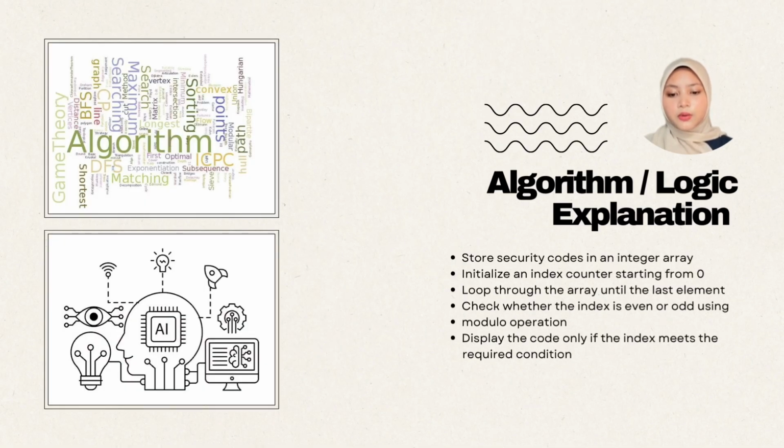First, the security codes are stored in an integer array in the data segment. An index counter is initialized starting from 0. A loop is used to traverse the array until the last element is reached. For each iteration, the index value is checked to determine whether it is even or odd using a modulo operation. If the index matches the selected condition, either even or odd, the corresponding code is displayed. Otherwise, the program skips that value and continues looping.